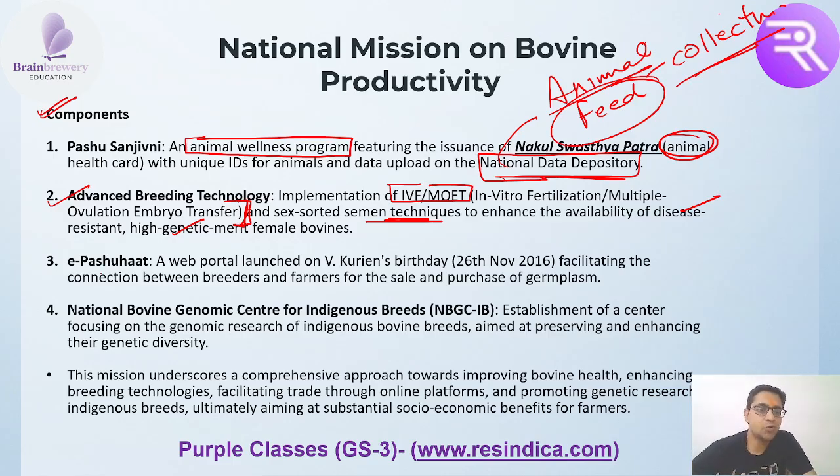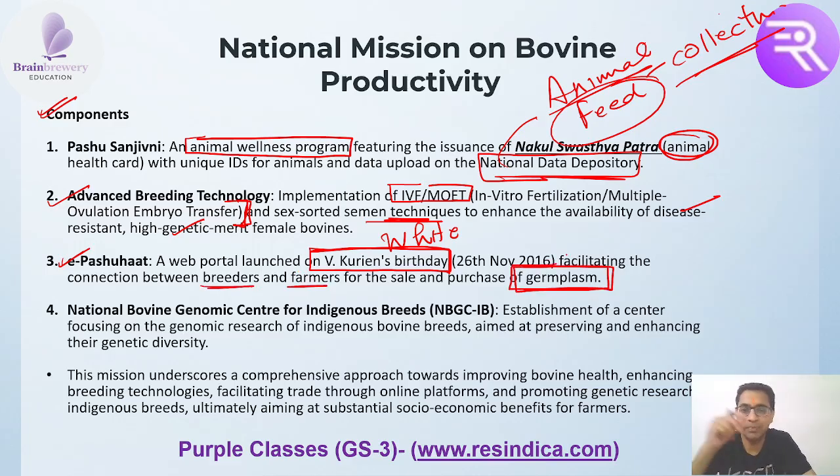Okay, then the e-Pashu Haat system is there. It is a web portal launched on Verghese Kurien's birthday. You know, Verghese Kurien is known as the father of the White Revolution. On 26 November 2016, the web portal e-Pashu Haat was launched in order to connect the breeder and the farmer for the sale of germplasm. So here you can contact the breeder to get the germplasm for injection for in vitro fertilization.